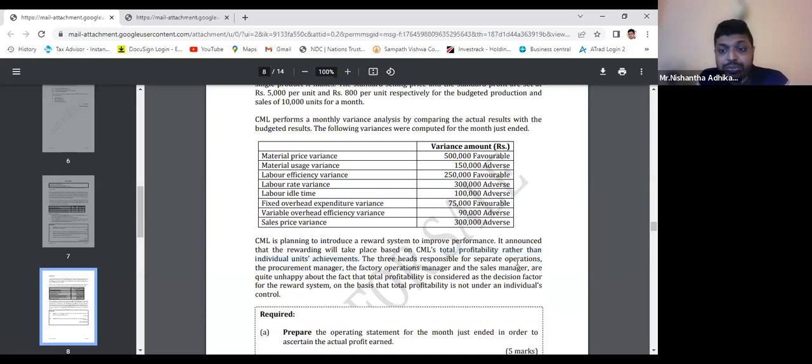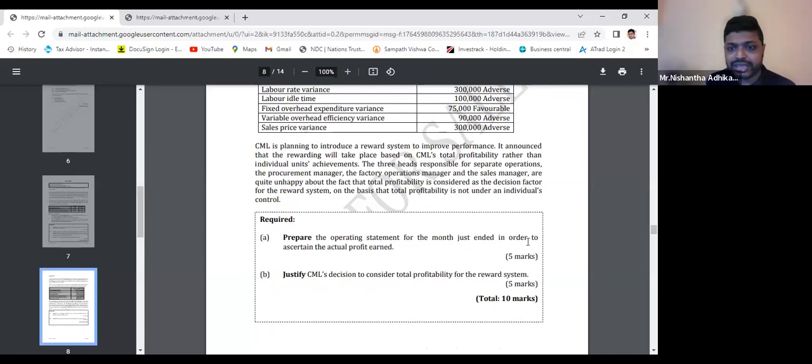The three heads responsible for separate operations, the procurement manager, the factory operation manager, and the sales manager, are quite unhappy about the fact that total profitability is considered as the decision factor for the reward system, on the basis that total profitability is not under an individual's control. As an example, the procurement manager's decision is beyond the sales manager's and the factory operation manager's control. Therefore, if they have taken a different decision, their profitability also gets affected, because they are not acting on their own interest or divisional interest, because it is beyond the control of each divisional manager, right?